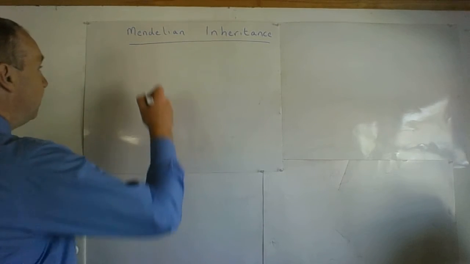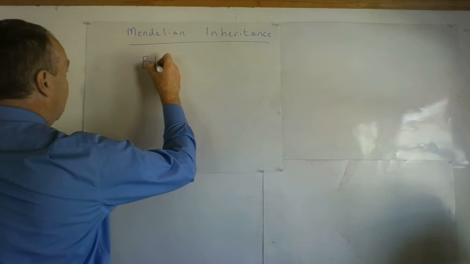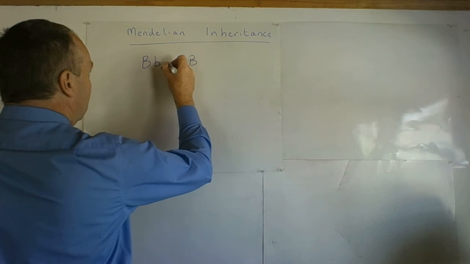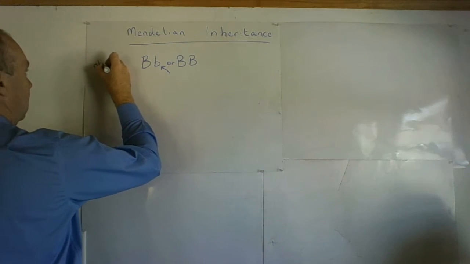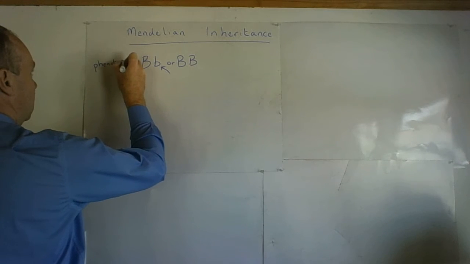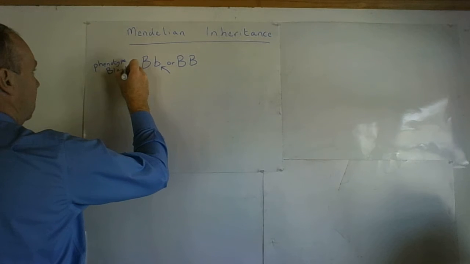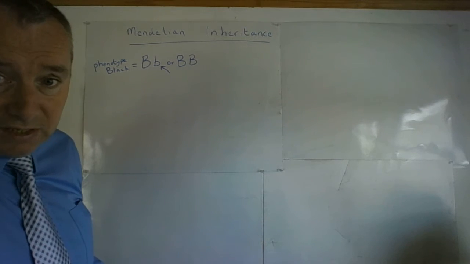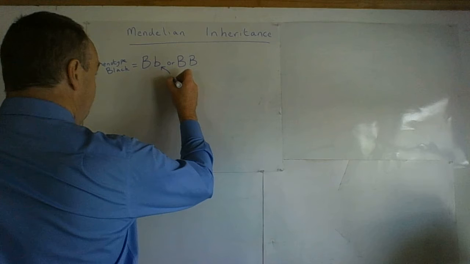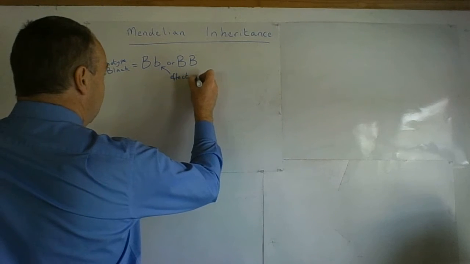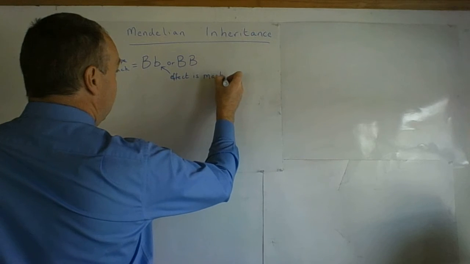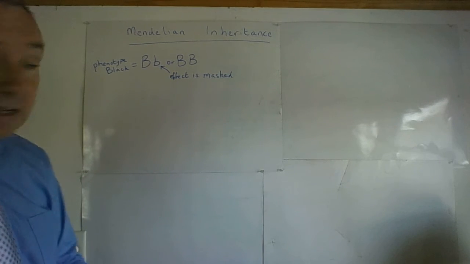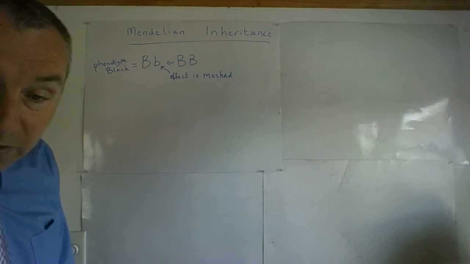Recessive alleles. So we have B and B. Looking at it, the phenotype is black, and it could be this or this. So we call this the recessive gene. We see its effect is masked, and that's a term that you'll see. Masked or hidden, so that we can't see it, and so we just see a black flower or whatever we see.